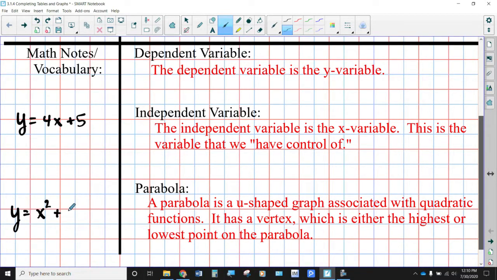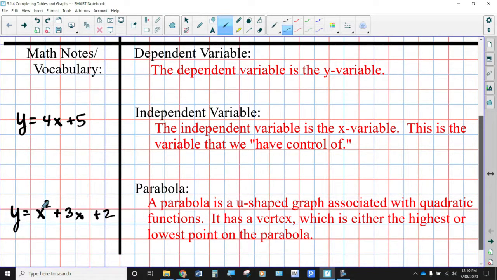Hey, y equals 3x, no, it's x squared plus 3x plus 2. When you graph this, and you're not going to be graphing this for quite a while, okay?